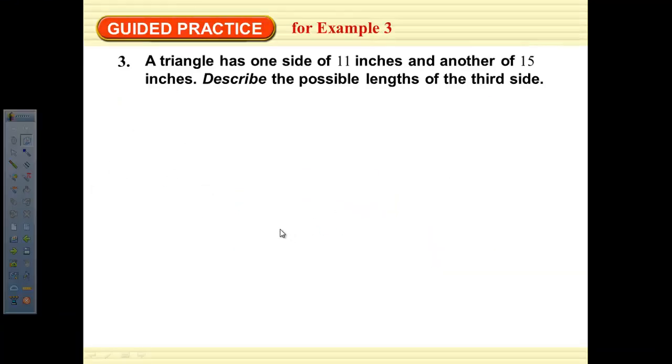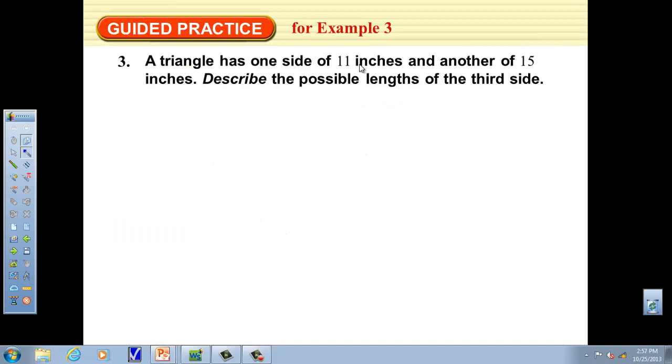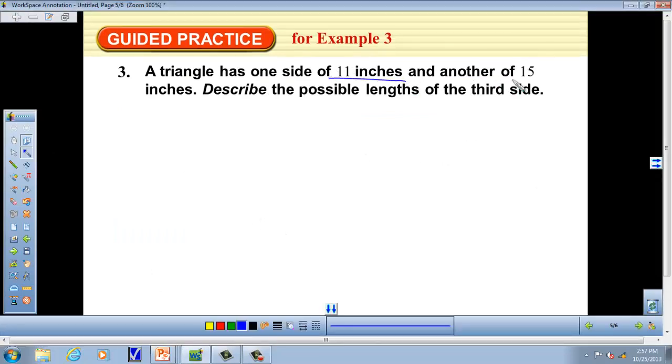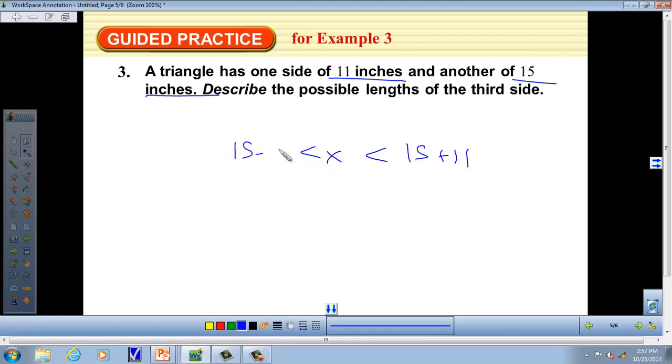Okay? Here's another one that's just like it. We know the two sides are 11 and 15. So again, we say x has to be less than 15 plus 11, and it has to be greater than 15 minus 11. Therefore, x has to be less than 26, and it has to be greater than 4. Okay? There you go.